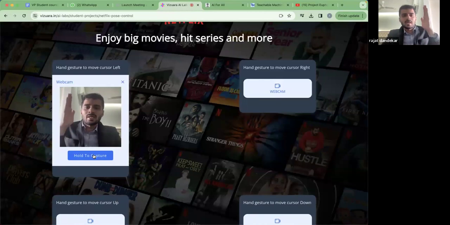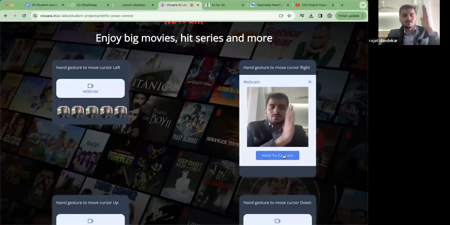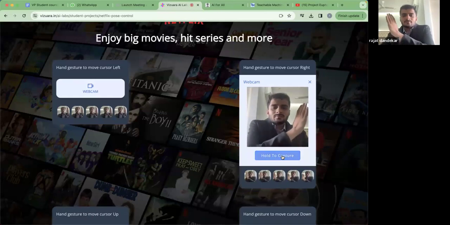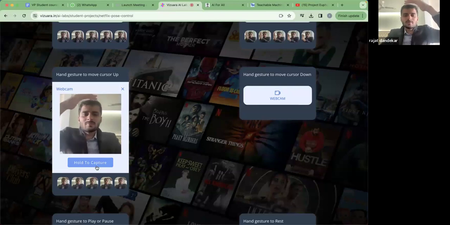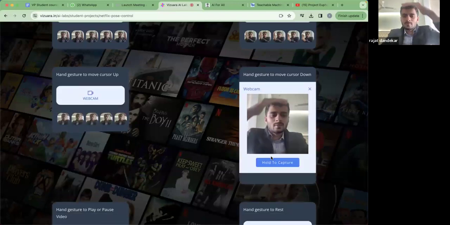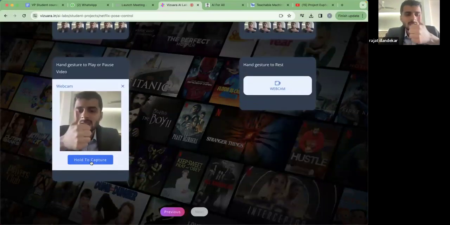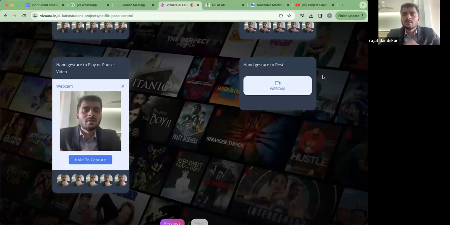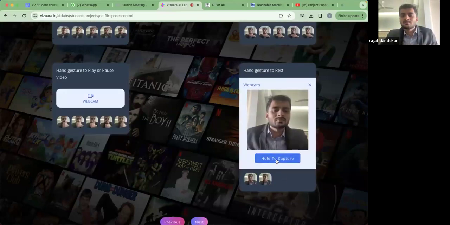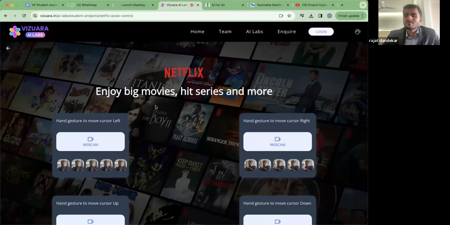So okay, hand gesture to move the cursor left, then hand gesture to move the cursor right, hand gesture to move the cursor up, then hand gesture to move the cursor down. Then let's say I want to play or pause, and hand gesture to rest. So I hope all of you can understand what I have done right now.